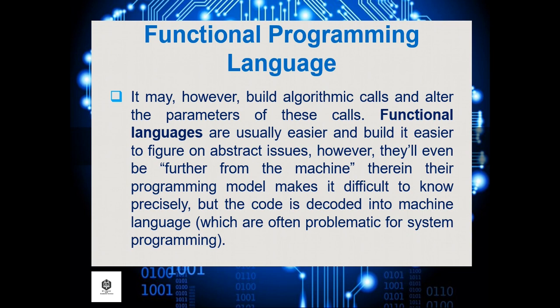Functional languages are usually simpler and make it easier to work on abstract issues. However, they can be further from the machine. Their programming model makes it difficult to know precisely what the code is decoded into in machine language, which can be problematic for system programming.